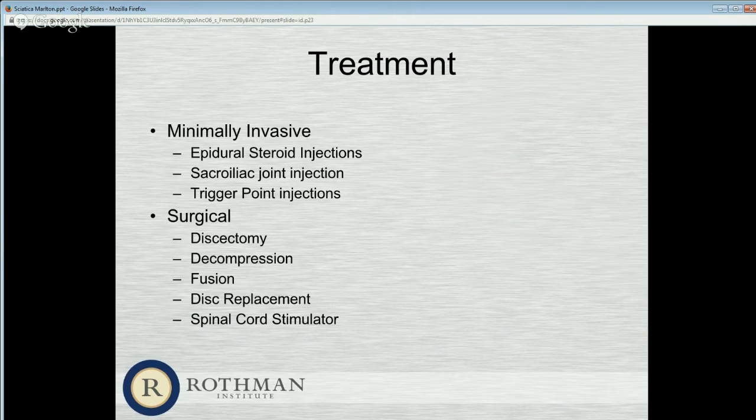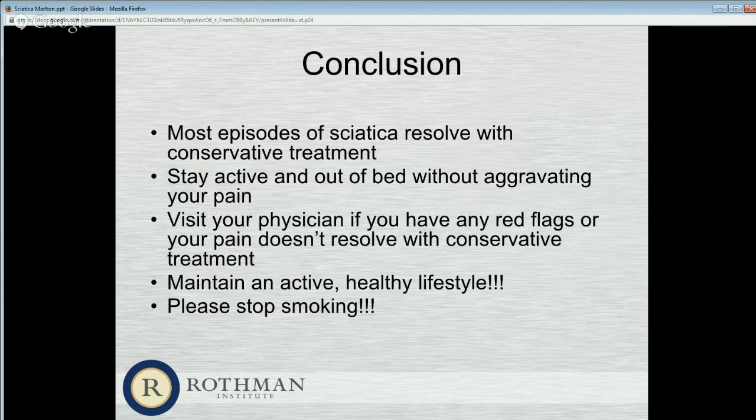So in conclusion, most episodes of sciatica will resolve eventually. So don't think that you're doomed if you have an episode of this. What you can do to prevent this is stay active, out of bed, and try to not aggravate your pain. Avoid activities that aggravate your pain when you have episodes like this. You're going to get better eventually, we hope.